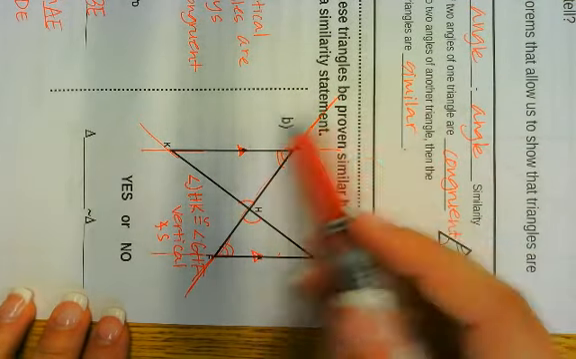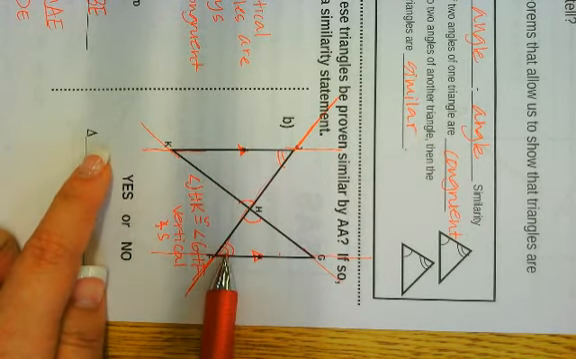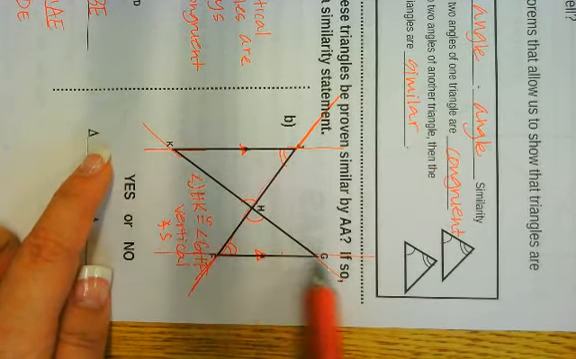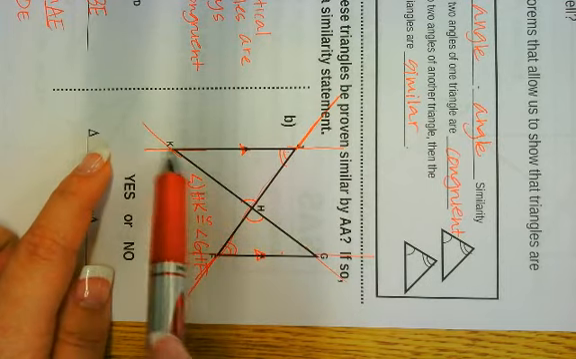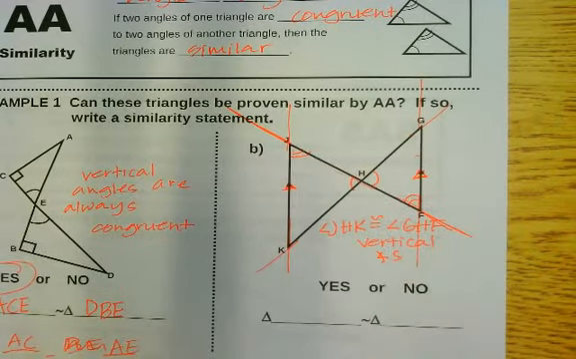Okay, same thing would go for JKH and HGF. Okay, these are alternate interior angles. It's just the backwards Z. Okay, so now everything's coming full circle. You've got to be able to identify these sorts of things. Okay, so we have our two pairs of congruent angles.